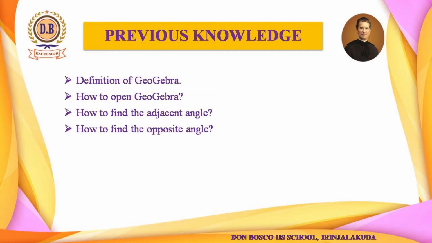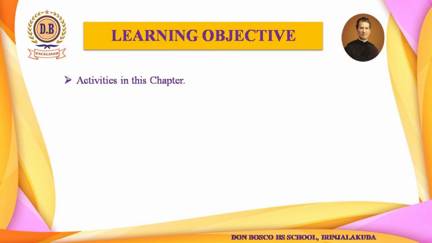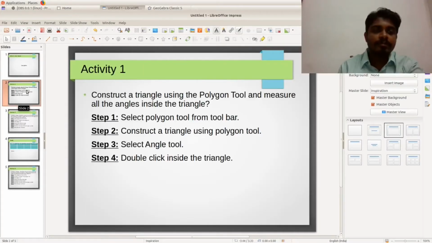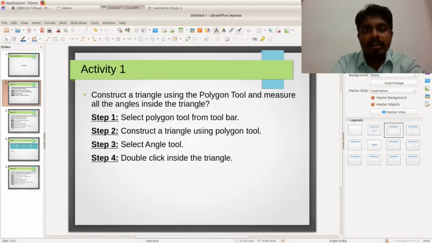So my dear students, today we are going to discuss 3 activities in this chapter. Okay, so the first activity is: construct a triangle using the polygon tool and measure all the angles inside the triangle. So this activity I have already shown in the last class, but for your better understanding I'll repeat the thing once more. Okay, so I'm going to take the GeoGebra application.